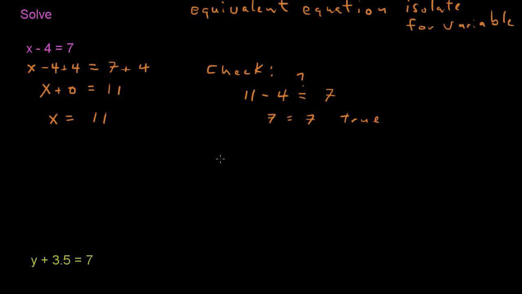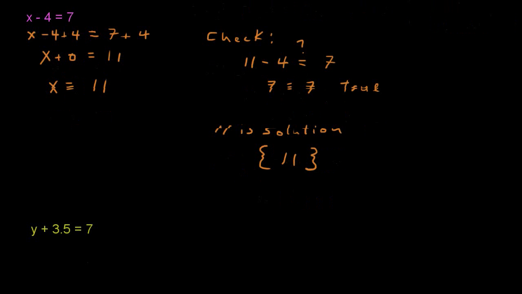There are two ways that you could write this. You could just write 11 is the solution in this case. And another way to write it is in set notation, with two braces, and just put the solution that we found, 11, inside of the braces.